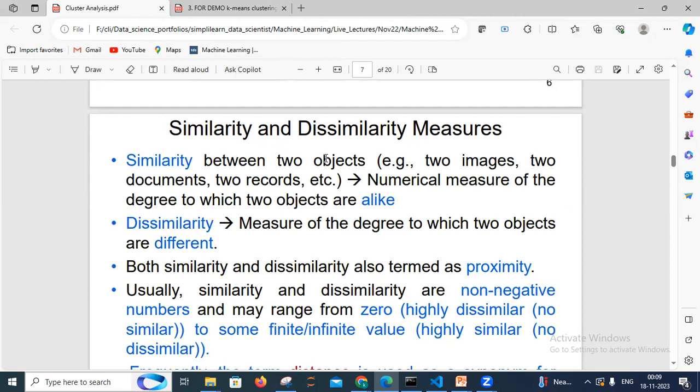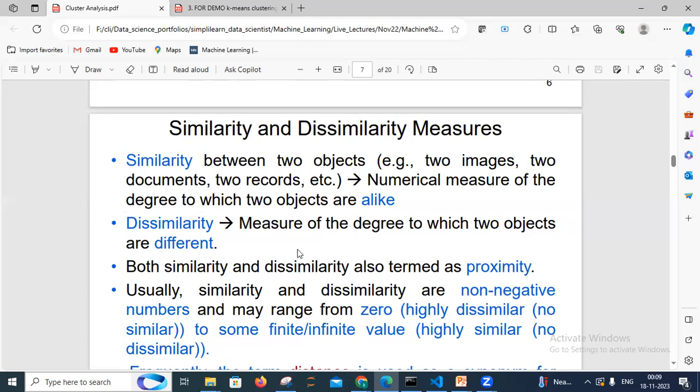So similarity between two objects, like two images, two documents, two records, is a numerical measure of the degree to which two objects are alike. So we have to convert it into a numerical measure, meaning a number. Dissimilarity is a measure of the degree to which two objects are different. For two images, how close are they? We have to identify these things with the help of numbers.